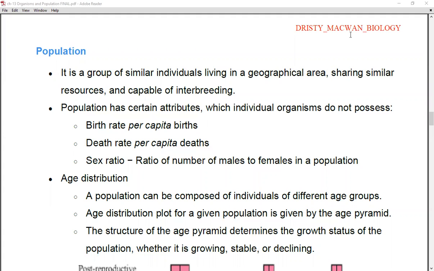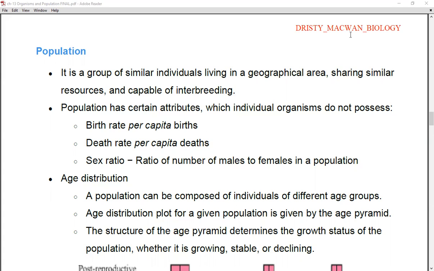So it is a group of similar individuals living in a geographical area, sharing similar resources and capable of interbreeding, right? So what is the definition of population? It is a group of similar individuals, that means the same type of individuals which are living in an area, right? And they are sharing the similar resources amongst themselves and they are capable of interbreeding with each other. That is known as population, right?